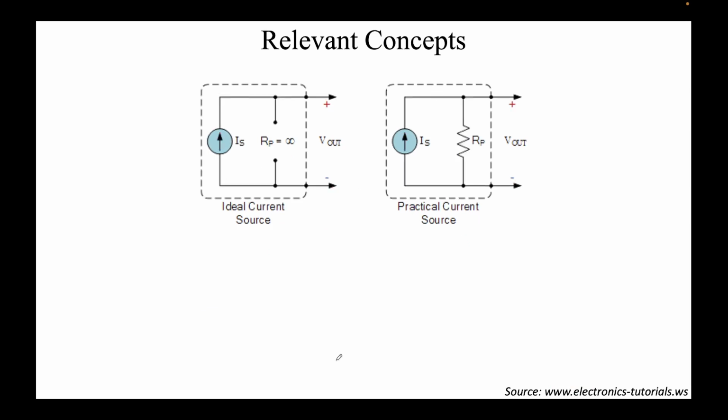Now we'll extend the same principle to current sources. On the left again we have an ideal current source which has an internal resistance of infinity. Effectively no current, all the current will be flowing.